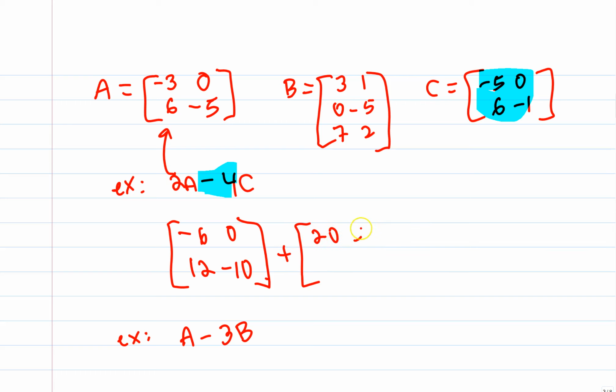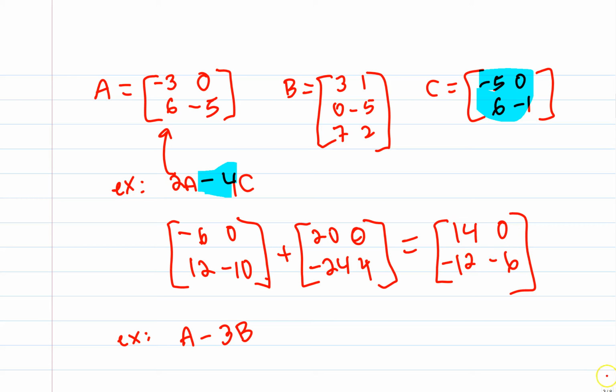So I now have multiplied, multiplied. We can now add what's left. Negative 6 plus 20 is 14. 0 plus 0, it's not very exciting. 12 minus 24. And negative 10 plus 4 is negative 6.